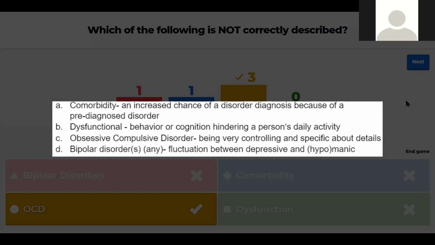Wait, why is it C again? Because obsessive compulsive disorder, being very controlling and specific about details would be the personality disorder. Obsessive compulsive disorder would be focusing on some kind of behavior to relieve the anxiety of obsessing over something. Oh, okay. Thank you. No problem.